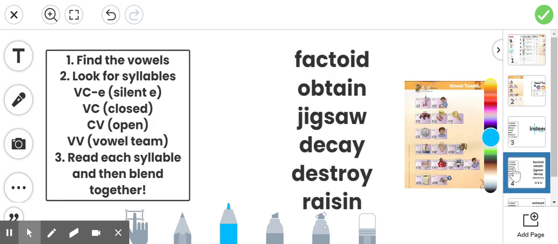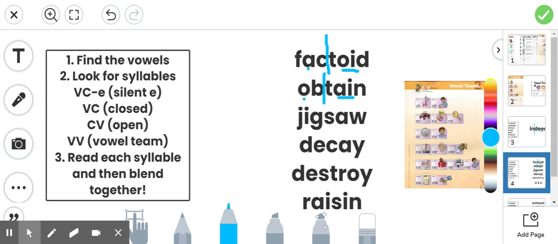Let's try some others. So let's find the vowels. And again, in between the A and the O are 2 consonants. So we're going to separate them. So here is the first syllable. It is a closed syllable, fac. And then here we have a vowel team. OI sounds like oi, oid, toid, factoid, factoid. Next, I have an O, and here's AI, and I'm going to separate the 2 consonants in between.